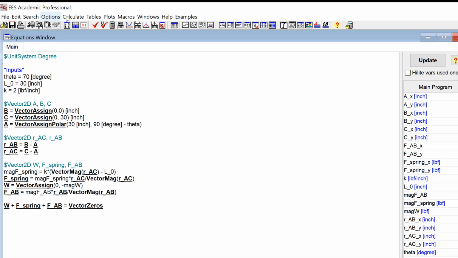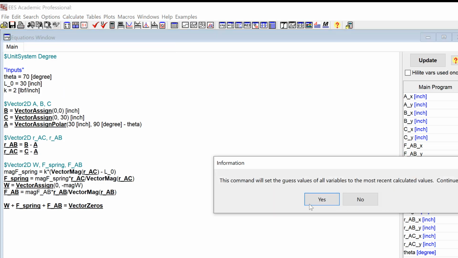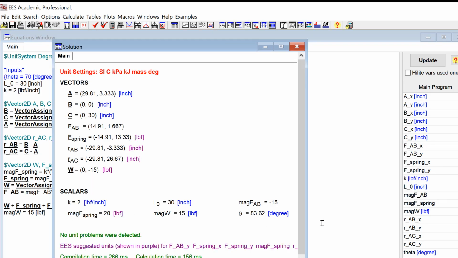And the way you do that is you select update guesses from the calculate menu, and what that does is it basically sets the starting point for every variable to the current solution, which is a really good place to start versus their default values. So once I've done that, then I'm going to go ahead and comment out this value of theta, and instead I'm going to set that the magnitude of W needs to be 15 pounds. And it will solve now and tell me that if you want 15 pounds, theta has to be equal to 83.62 degrees.